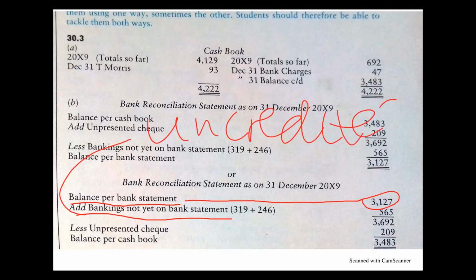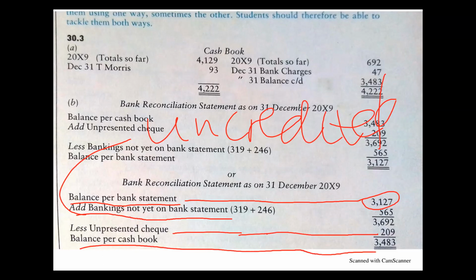See the difference now? When you start with the balance of the bank statement, you have to add the uncredited checks. Then you are going to subtract the unpresented checks. If you subtract the unpresented checks, what you will remain with is the balance per cash book. Of course, the updated cash book, not any other cash book. So observe that this balance is agreeing with the balance carried down on the updated cash book.